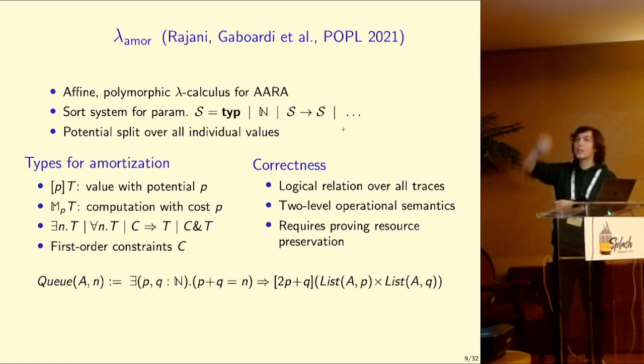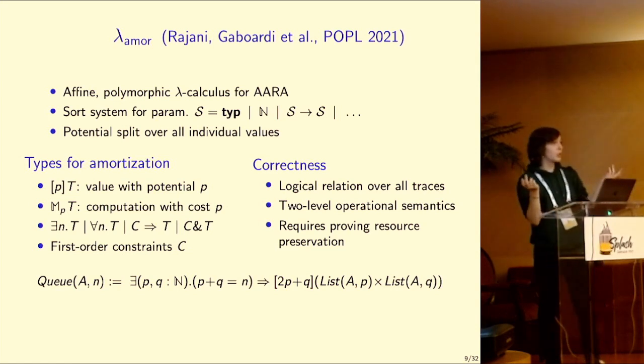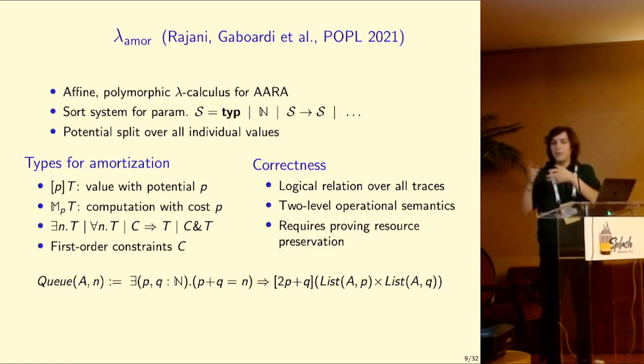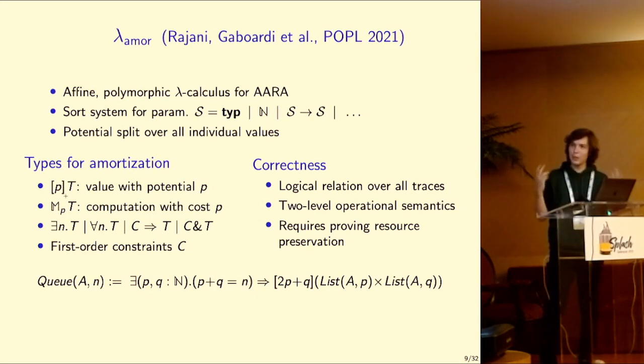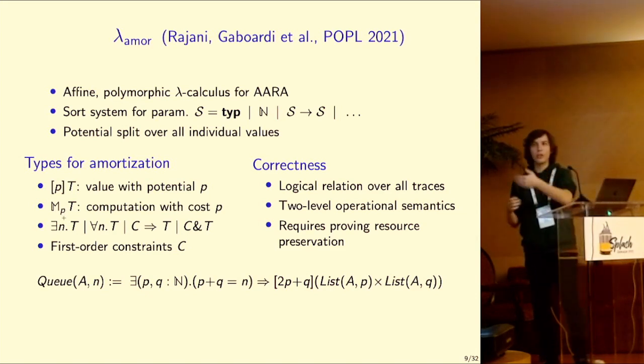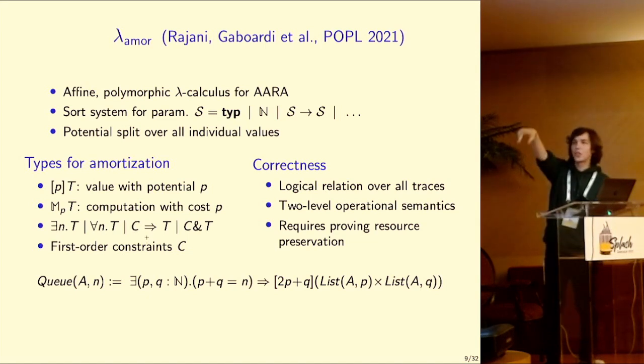And in lambda amor, this potential function that we want to build is split over all potential values currently in the scope, and so each value holds its own potential. The way we encode this potential is using the type bracket p of t, which is some value with potential p. We have the type m p of t, which are computations that will incur a cost p, and then we have quantifications over parameters and manipulation of parameter constraints. Here this is implication and witnessing that some constraints hold.